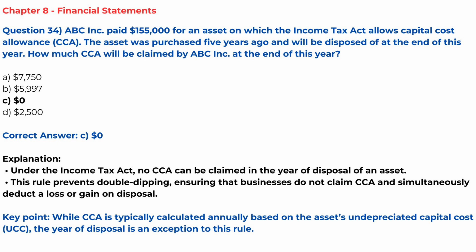Under the Income Tax Act, no CCA can be claimed in the year of disposal of an asset. This rule prevents double dipping, ensuring that businesses do not claim CCA and simultaneously deduct a loss or gain on disposal. Key point. While CCA is typically calculated annually based on the asset's undepreciated capital cost, UCC, the year of disposal is an exception to this rule.